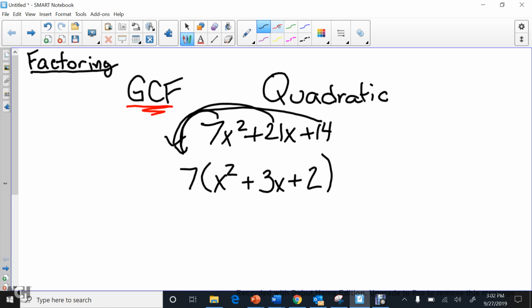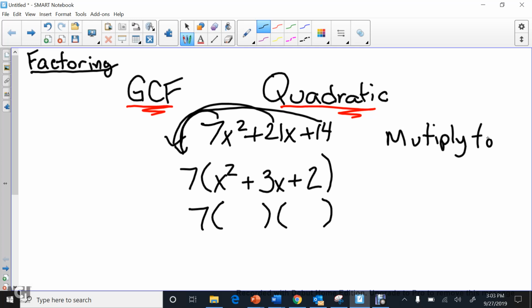Next, we go to quadratic factoring. This is the one that most people struggle with. This is the one that we need the most practice with. In order to do this, our job is to think of two numbers. We need two numbers that are going to multiply to 2. That comes from this last number right here. And we have to have those same two numbers add to the middle number, which is 3 in this case.